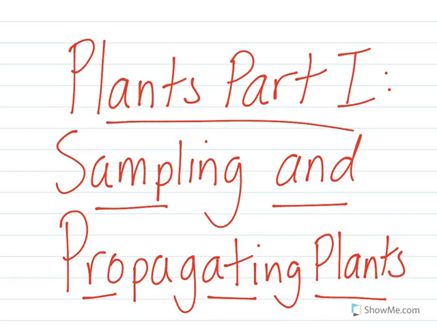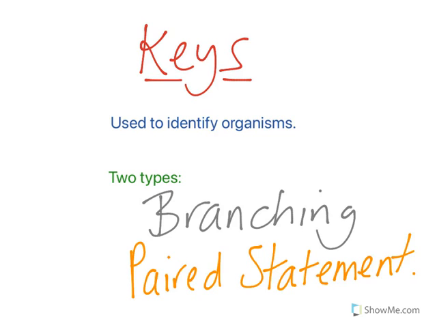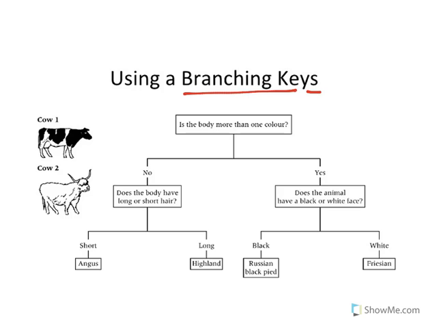Plants Part 1, the second part of it, sampling and propagating plants. So if we begin by looking at keys, these are used to identify organisms, and there are two types. There's branching keys and there's what's called paired statement keys.